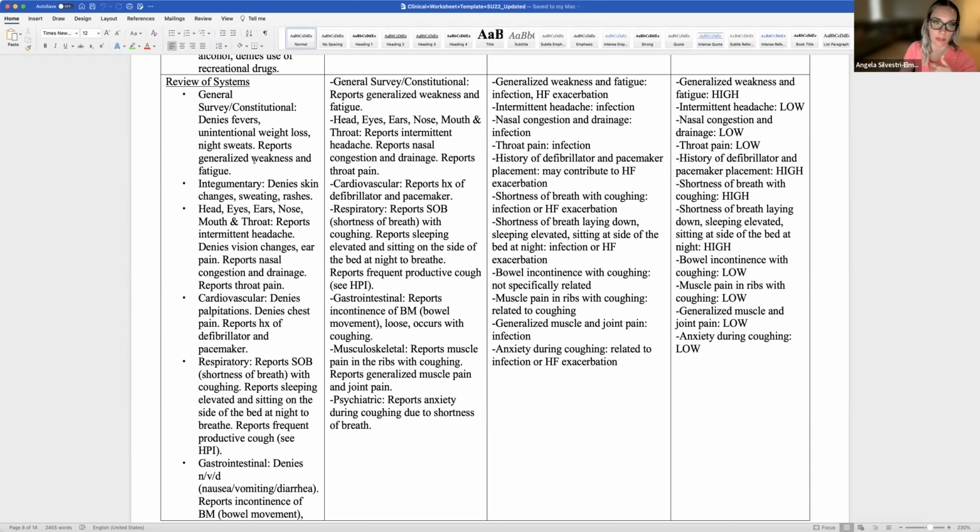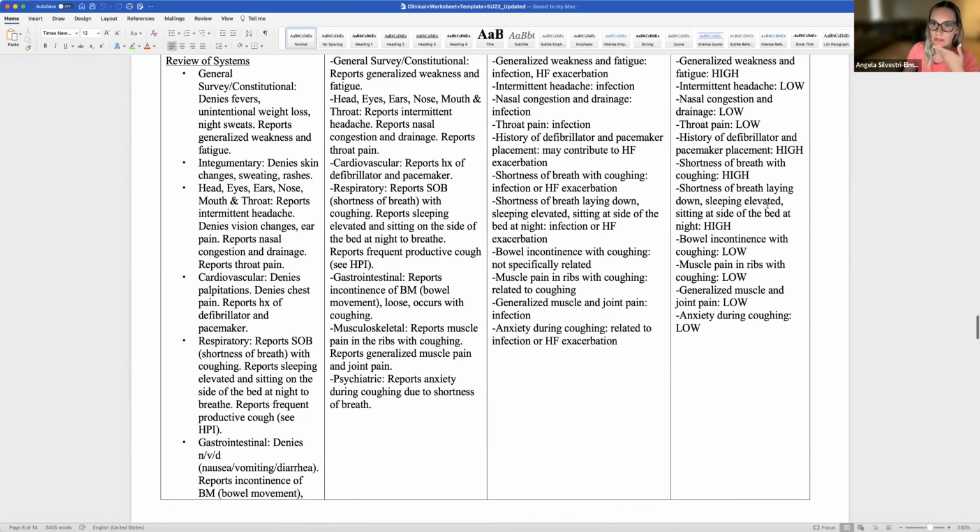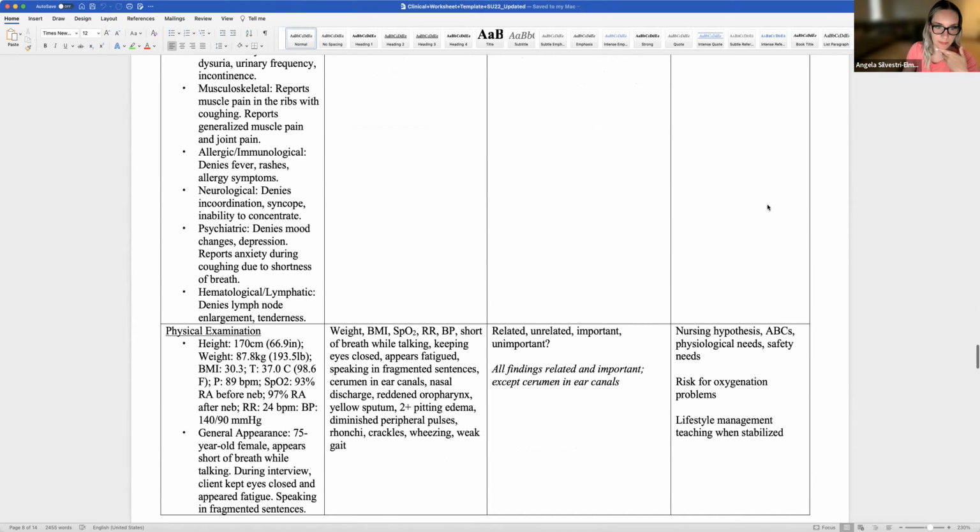So if they were to just go through each system, going through these subjective findings: denies fever, unintentional weight loss, reports generalized weakness and fatigue. Then from all of this information, what is it that is relevant? They list what's relevant, what's of immediate concern in this column, and 100% this could be formatted better so it's easier to read, and probably repeating headings and things like that would be really helpful. And then again, what does it mean? What are the priorities? Assigning their priority rank to these areas.